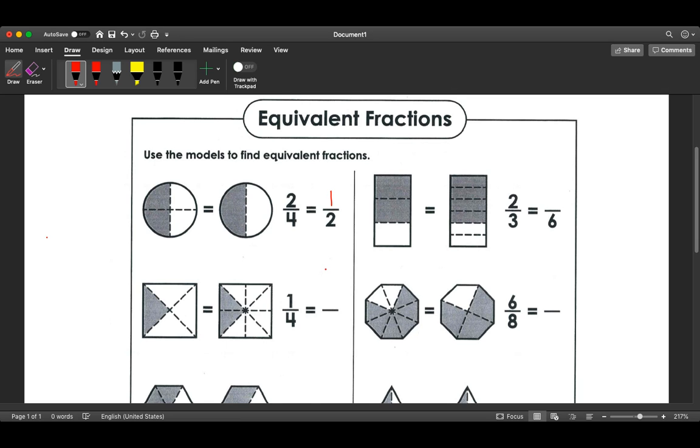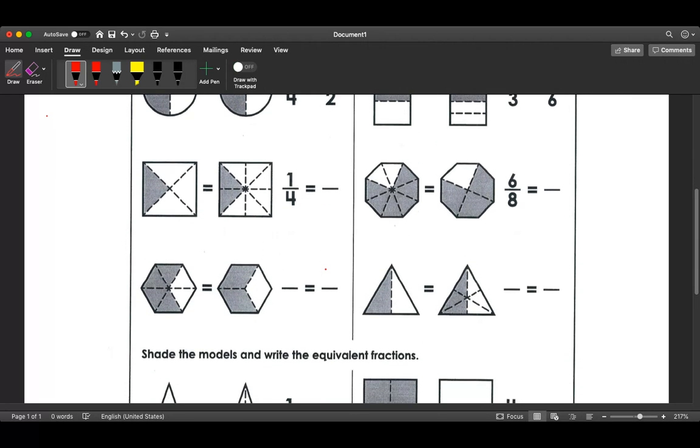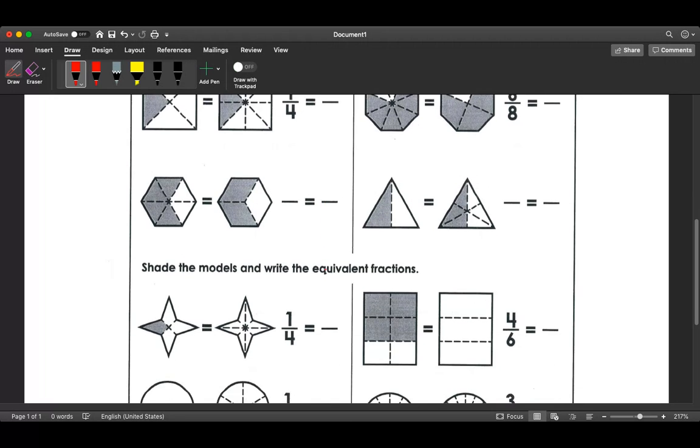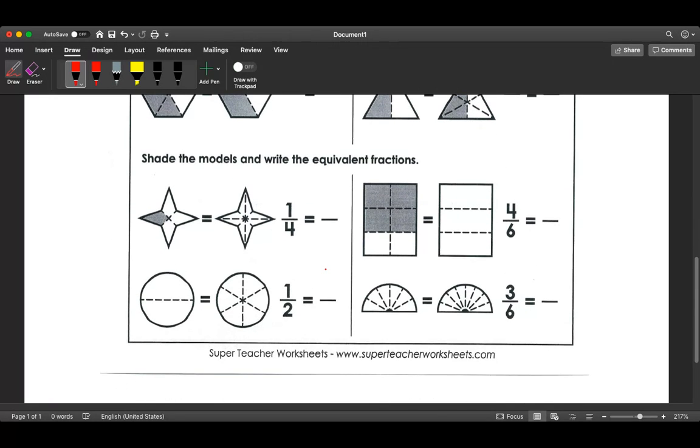So when you go down to the next part, you're going to do that same thing on these first ones at the top. And then at the bottom, we're going to shade to make them equivalent. The directions say shade the models and write the equivalent fractions. So in this first one, we see this one part over here that is shaded of 4. So 1/4 is shaded, and that's the fraction that's written here, 1/4.